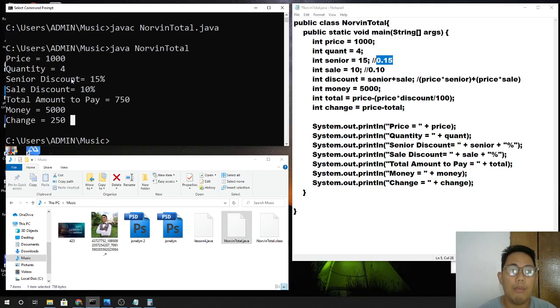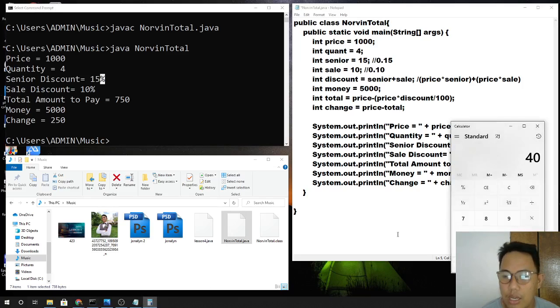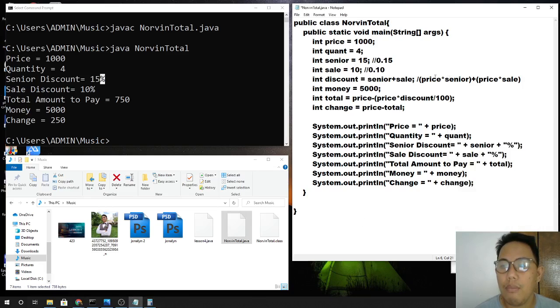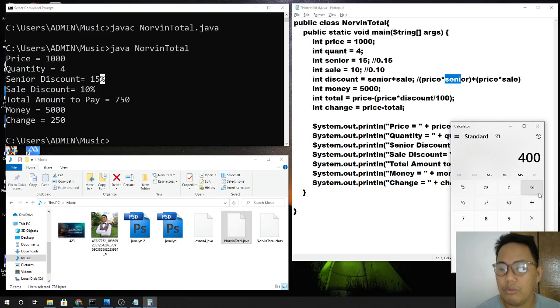The senior discount will be applied on the total amount, which is 4,000, not on the price, right? So this 15% senior discount must be taken out of the 4,000. So the correct answer must have been 4,000 times 0.15, which is 600. So the value of senior must have been 600, and the value of the discount must have been 400.